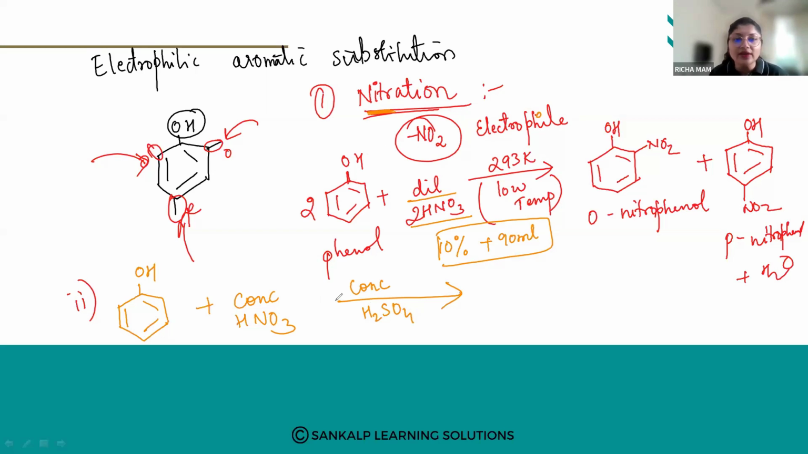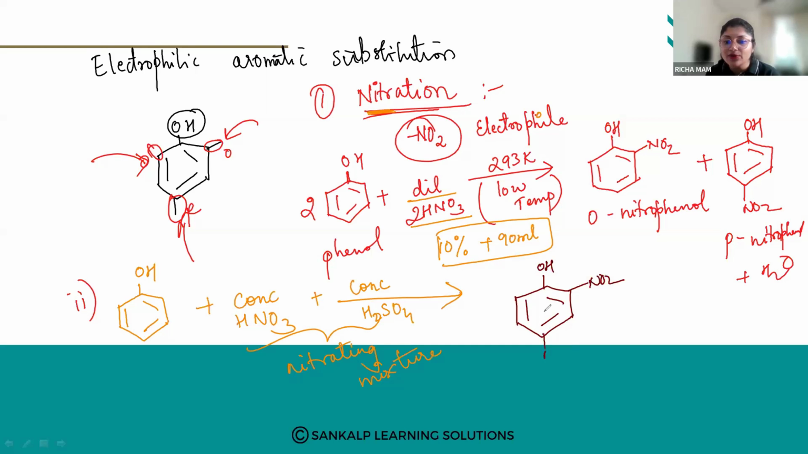So here we are working in the presence of concentrated acids. We have taken phenol and we are reacting it with concentrated HNO3 and concentrated H2SO4. This is called a nitrating mixture. Please remember this from the CT point of view. So what will we get? We will get a product which is phenol with OH, NO2, NO2, and NO2.